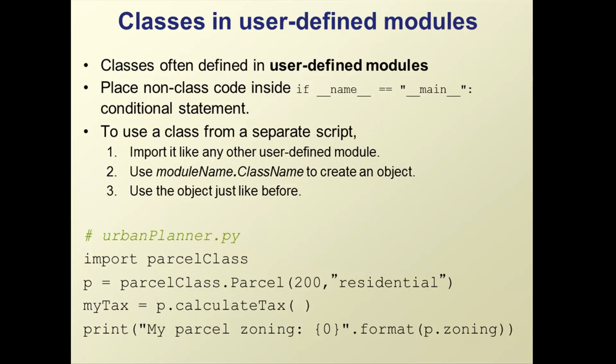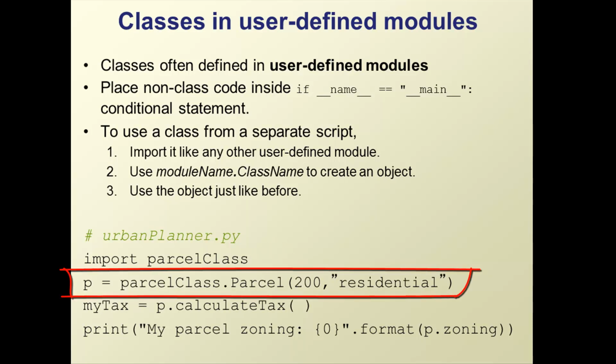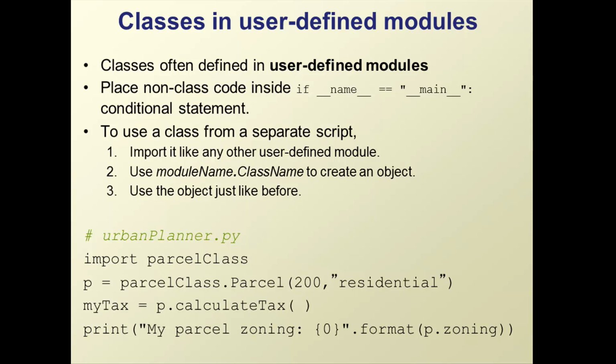Then, when you want to use the class from a separate script, you import it like any other user-defined module and use module_name.class to create an object. Once you have that object, you use it just like before. Notice that there's no need to say parcelClass.p. It's just p: p.calculateTax, p.zoning, and so forth.